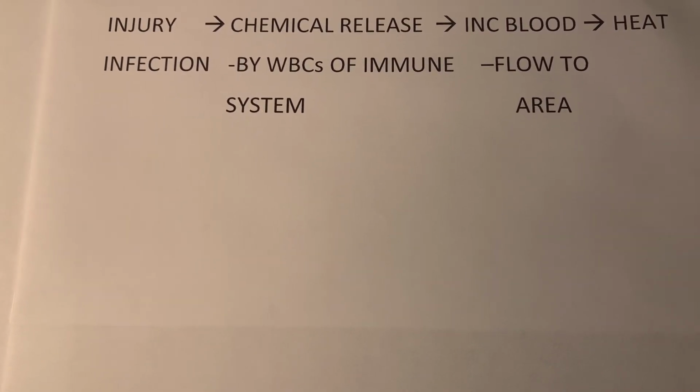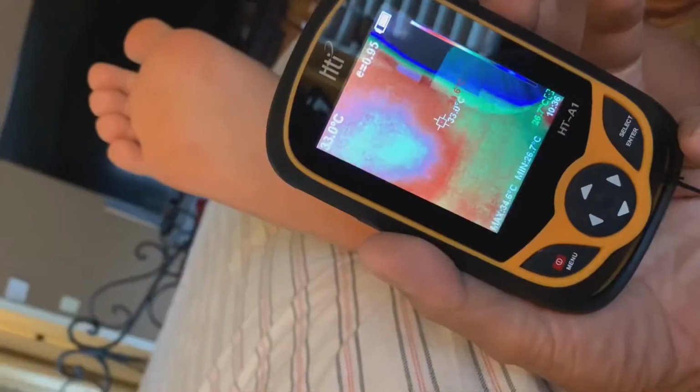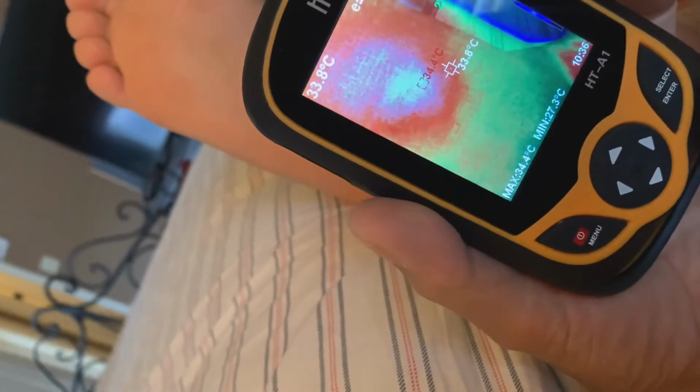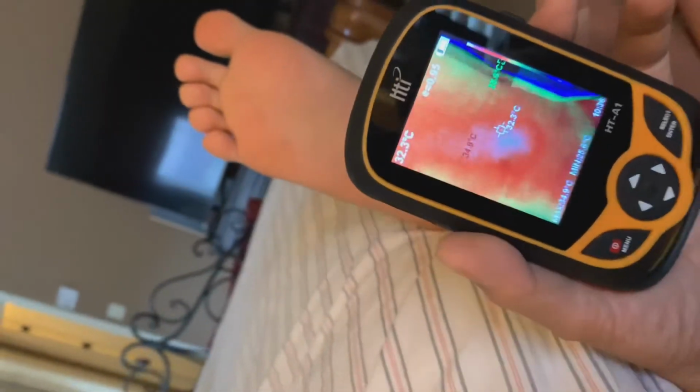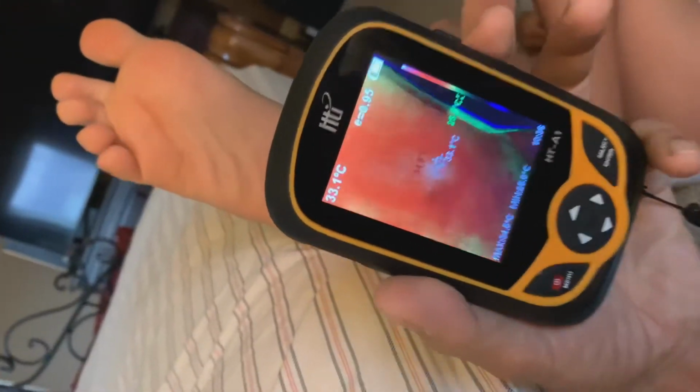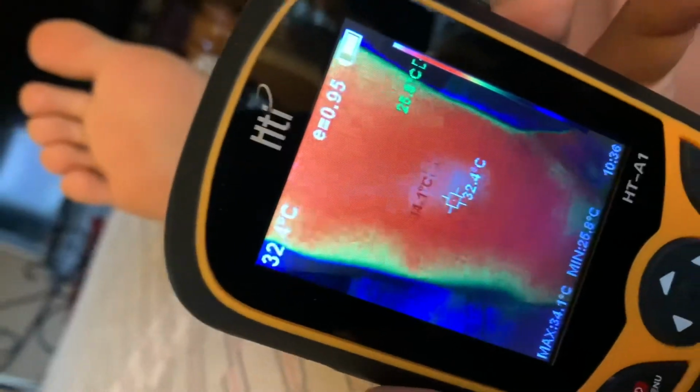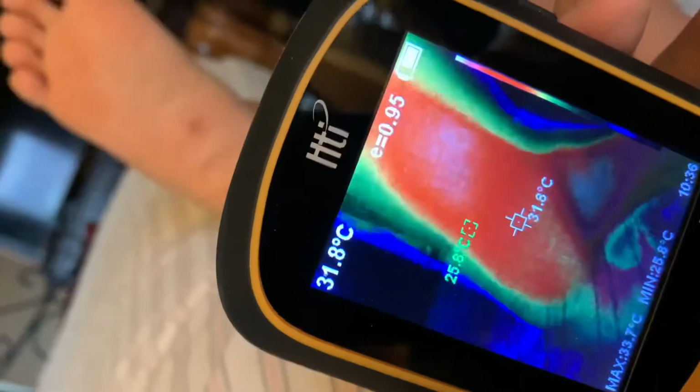This will be interesting. Now here's a foot wart or verruca. This is a viral infection. The temperature there is hotter than the surrounding tissues. The rest of the foot shows normal temperature.